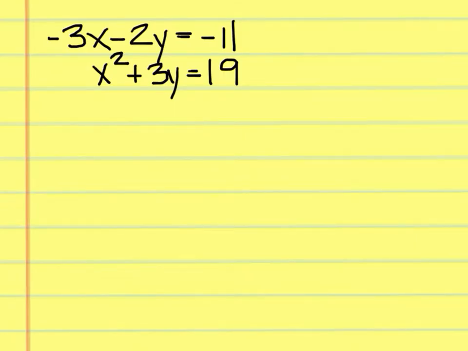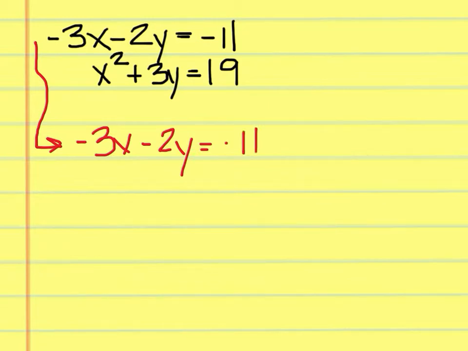We want to get a variable by itself. You can choose either equation, but it's easier to start with the one that doesn't have a second power in it. So at the top, we can try that. We can try this equation here, and we want to isolate something from that. You can choose the x, you can choose the y. I'm going to choose the y and be left with negative 2y on the left, moving the minus 3x to the right, making it positive 3x, and then minus 11.